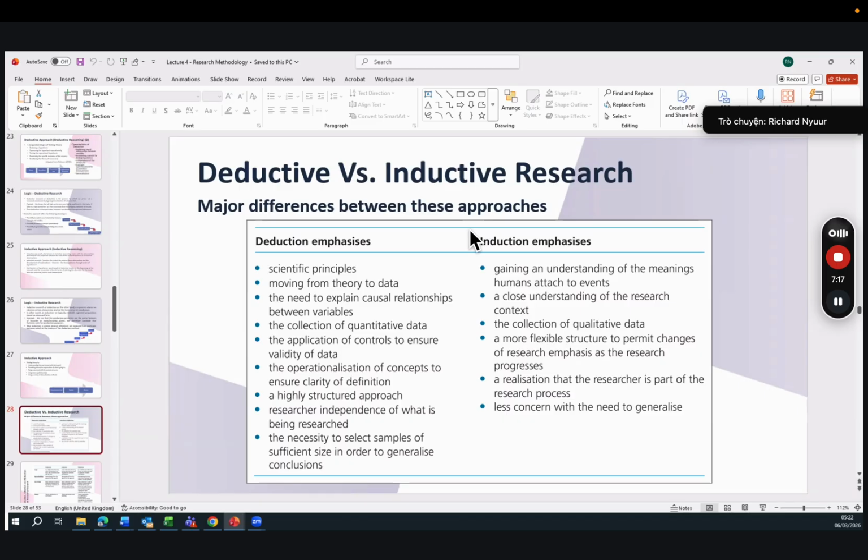The collection of qualitative data is always the focus, and it's more flexibly structured to permit changes to the research as the research progresses. There is also the realization that the researcher is part of the research process and is less concerned with the need to generalize, but to provide explanation and understanding of the situation within that particular context.